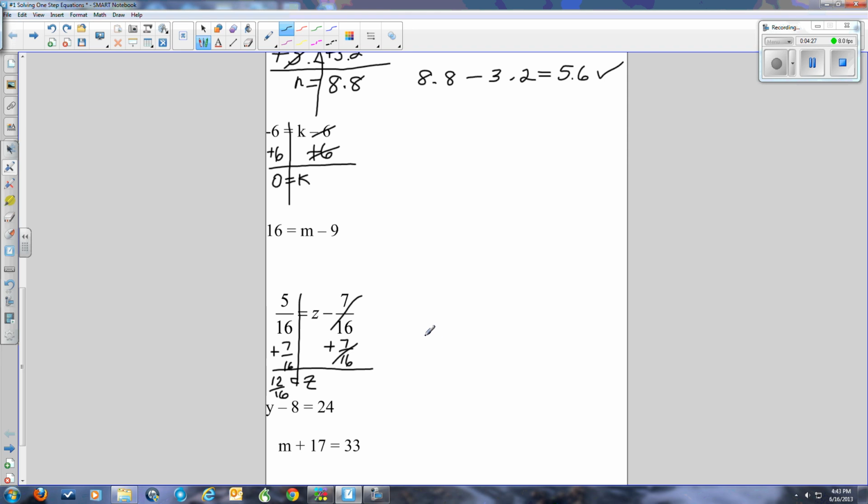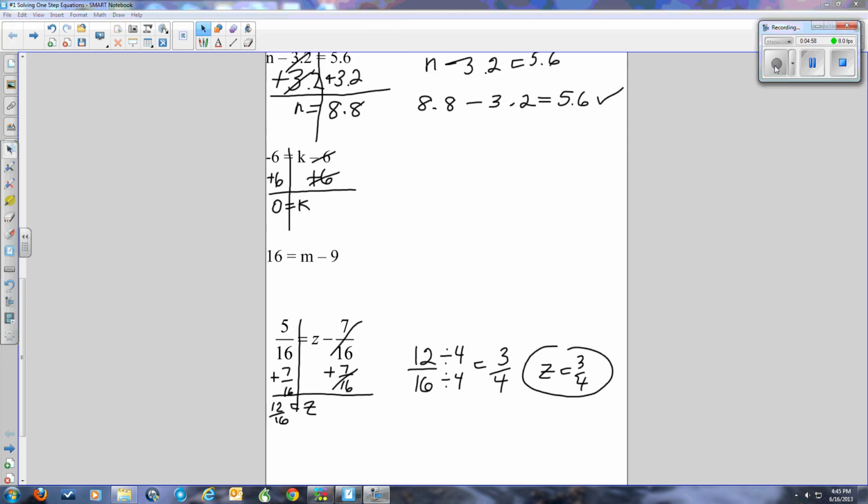So 12/16 is the answer, but can we reduce 12/16? Is there a number that will divide into both 12 and 16? Yes, that would be 4. So if we divide each by 4, this is reaching back to when you learned fractions, 12 divided by 4 gives you 3. 16 divided by 4 gives you 4. So your answer is 3/4. Let's continue on to the next page.